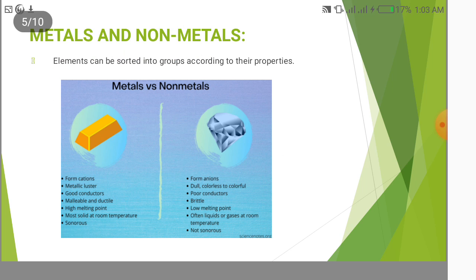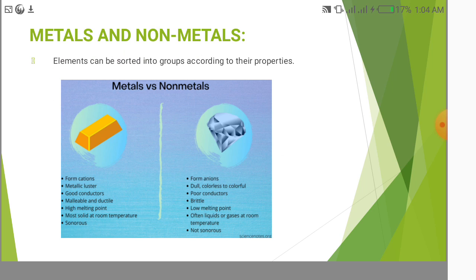Here you can see the difference between metals and non-metals. Metals form cations, which means positive charge, and non-metals form anions, which means negative charge. Metals have metallic luster, while non-metals are dull, colorless to colorful. Metals are good conductors, while non-metals are poor conductors, which means that they cannot conduct electricity.